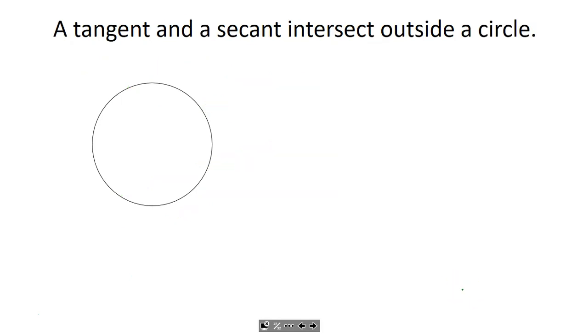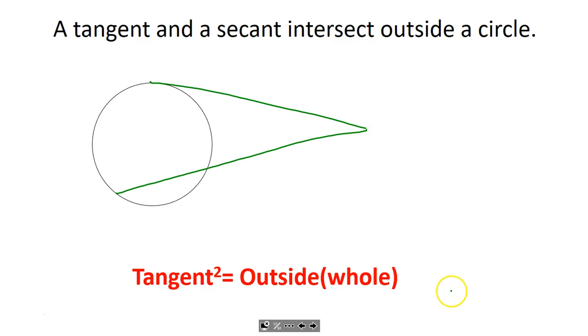A tangent and a secant intersect outside a circle. So this one, we have a tangent up here, and we have a secant down here. Hopefully you remember with this one, when we have the tangent, we're going to square it. And we're still going to deal with our secant the same way, with the outside times the whole.